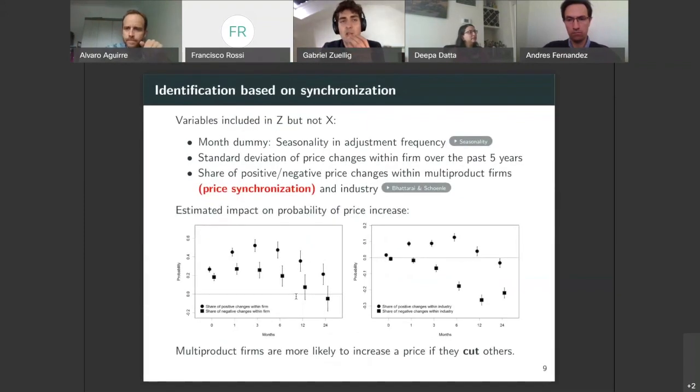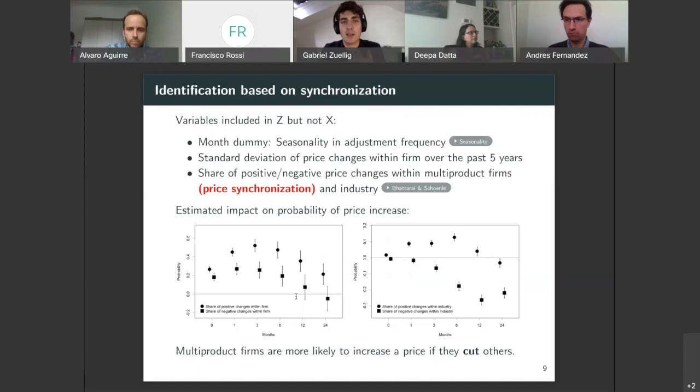This two-step estimation procedure needs some help to identify what is the extensive and what is the intensive margin of price adjustment. To that end, we include some of the covariates in the first step, but exclude them from the second step. Examples of this include a month dummy, because there is strong seasonality in the frequency of adjustment, but not in the size of adjustment.